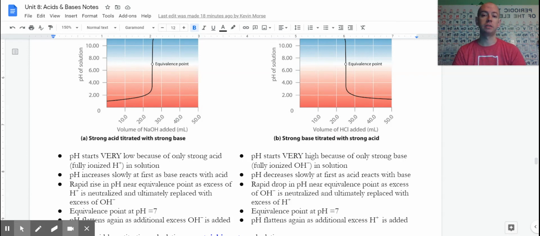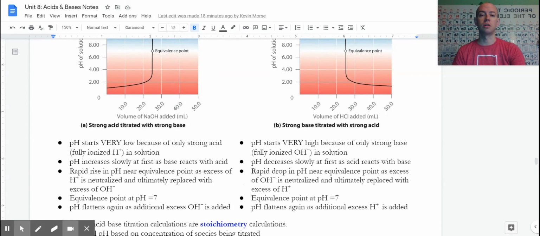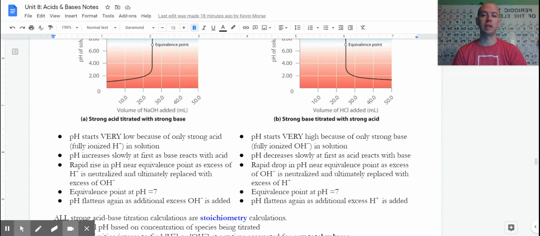There's a rapid change in pH at the equivalence point when our initial excess reactant, the thing in the flask, is neutralized and then replaced with the excess of what we are adding to it. When it's strong with strong, as we highlighted, the equivalence point would be 7. And then once we get to an excess of what we are adding, it will flatten off again. Remember, even though we are adding more and more and more of it, it takes becoming 10 times more concentrated before the pH changes by a whole value of 1.